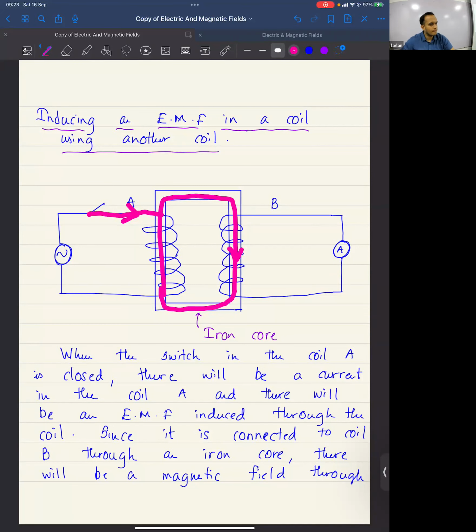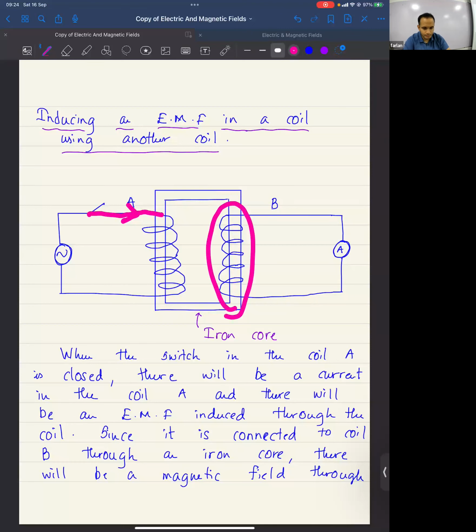Due to the current in A, there is a magnetic field induced, and that magnetic field will pass through coil B as well. Then that magnetic field, which is increasing or decreasing in strength, causes a change in the magnetic flux linkage through coil B. So there will be an EMF induced in coil B.